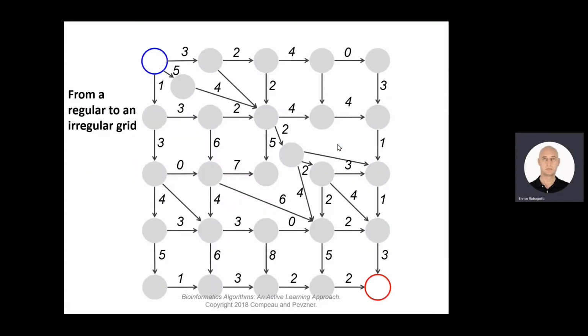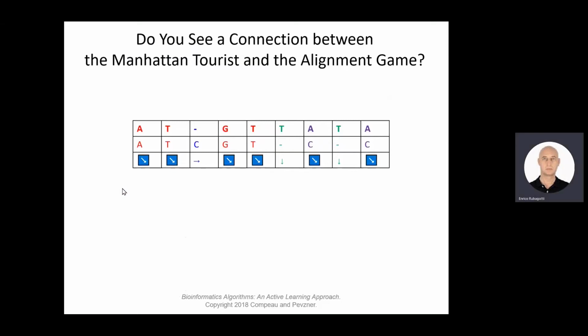We could have even an irregular grid, and the problem will be the same, we only change the name of the grid from regular to irregular grid. Now, which kind of connection do you see between the Manhattan tourist and the alignment game? I'm going to show you in the next slide how we can represent a sequence alignment in a grid.